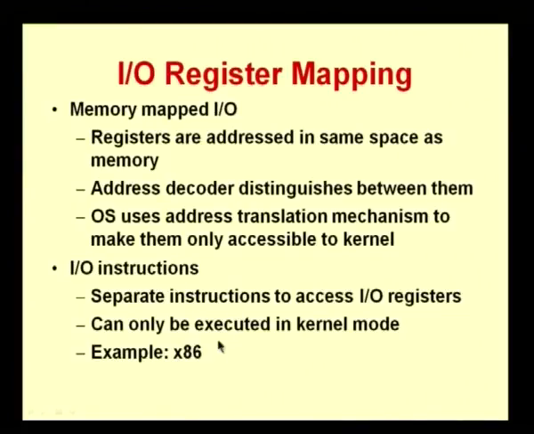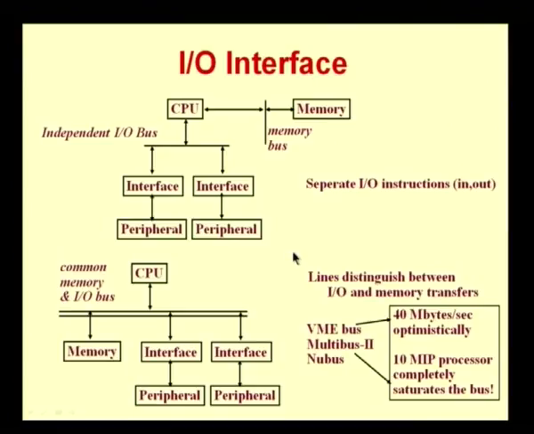Some processors like the x86 support this kind of separate instructions for I/O. So, these are the two options that we have. Let us look at what will happen in the case of memory mapped I/O and in the case of I/O mapped I/O. So, look at this.